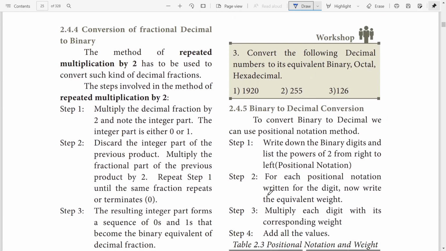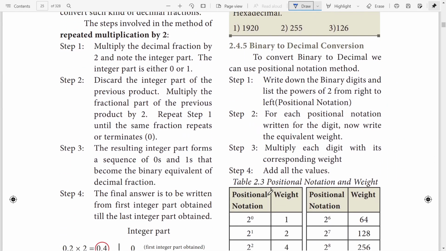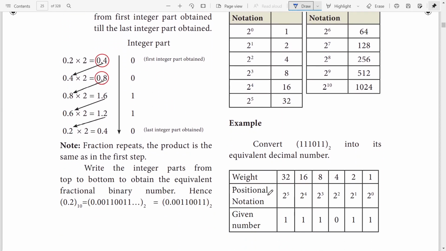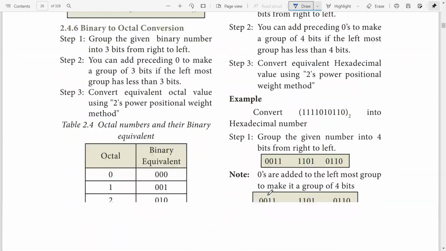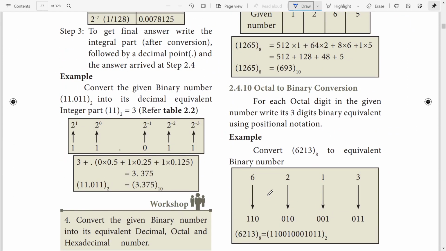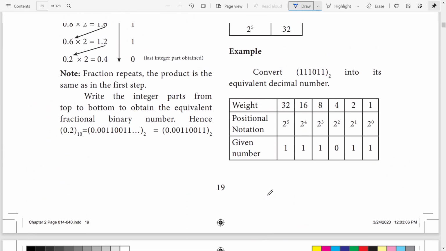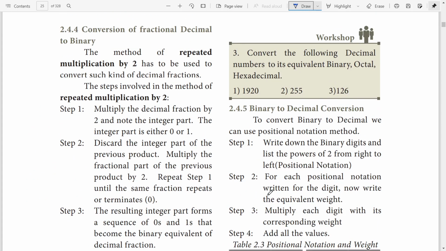Next one, conversion of fractional decimal to binary. That conversion we can see in the next class.